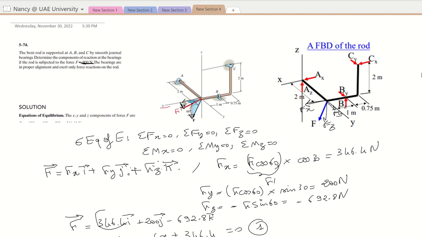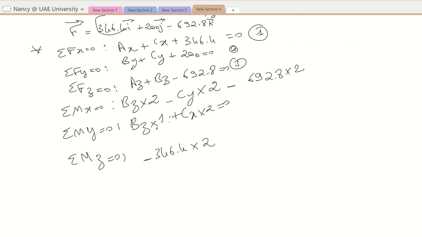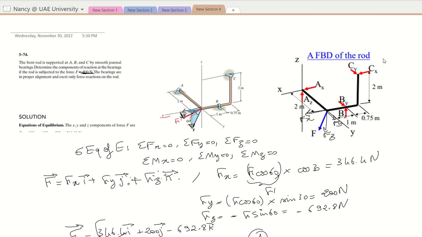Then we have By. If we place our thumb along the z, the rotation of my four fingers will give me a negative rotation for By. So minus By, and the perpendicular distance is 1 from By till the z-axis. So I will have here minus By times 1. And we have Cy and Cx. Cy will give me negative rotation and the perpendicular distance will be equal to 1.75. Cx will also give me negative rotation.